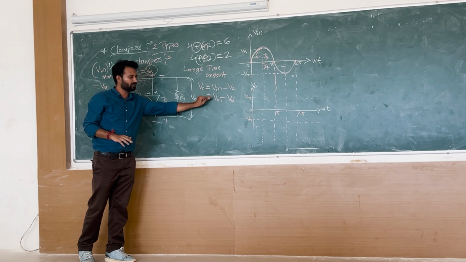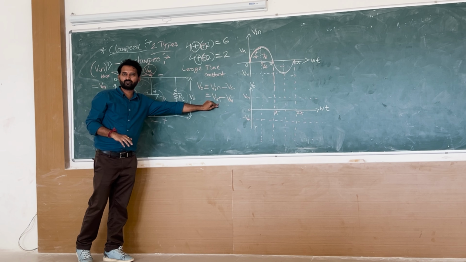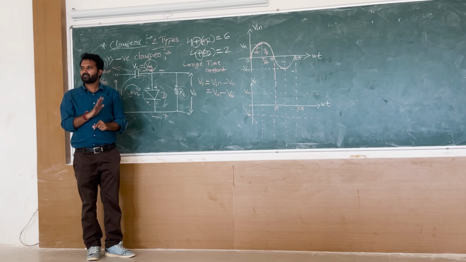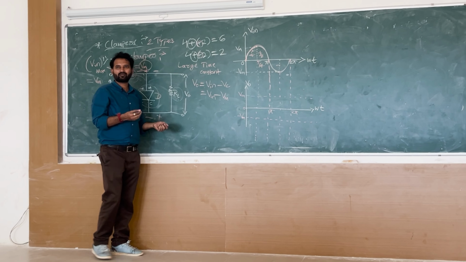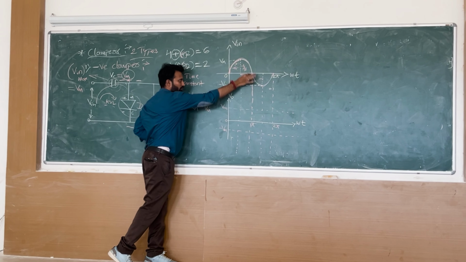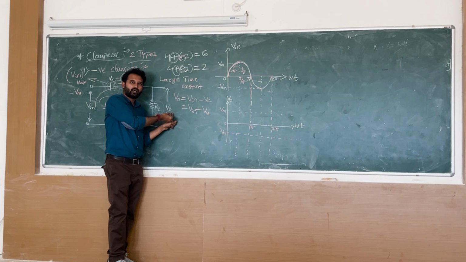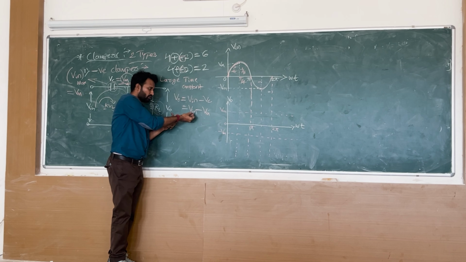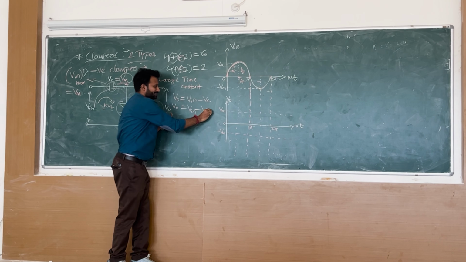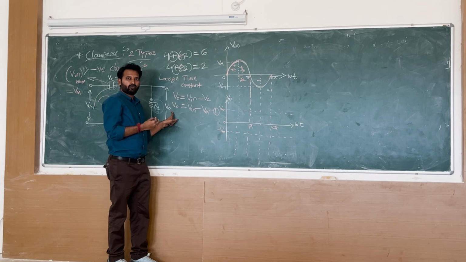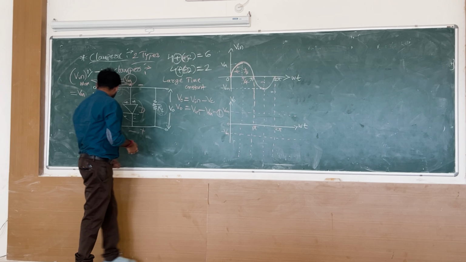Vin minus Vc, Vin minus Vm. Clear up to this? Say yes or no? Yes, sir. Now you have an input. If you know the input, you can calculate the output. Just substitute the values of input in this equation. Consider this as one. Focus here. I will draw the output now.